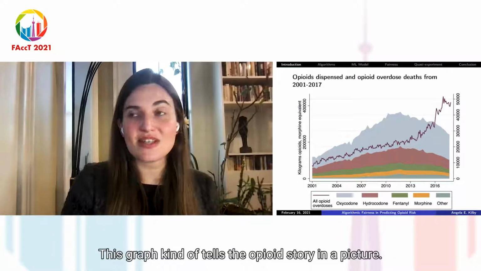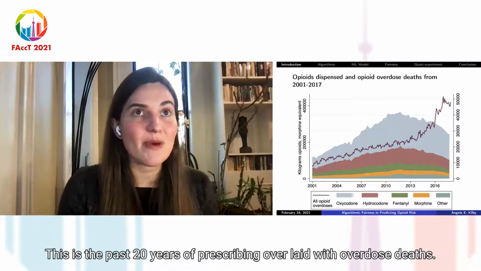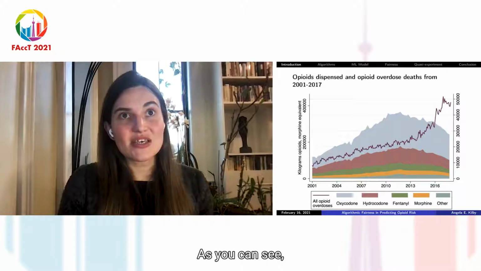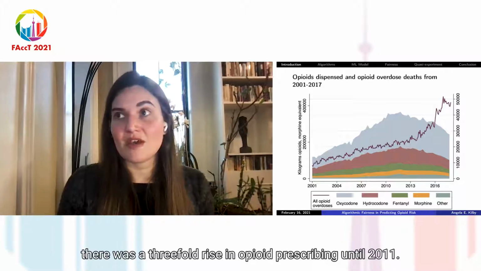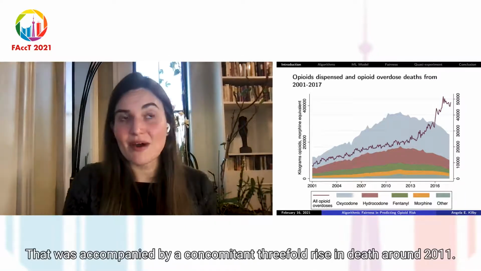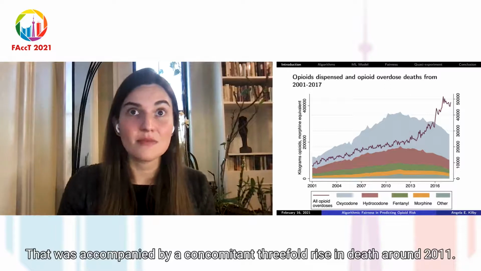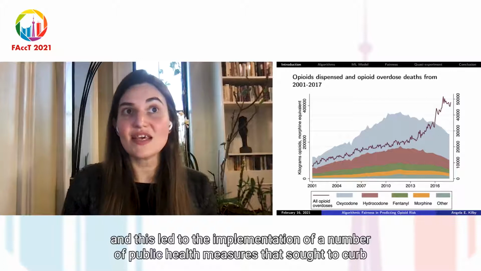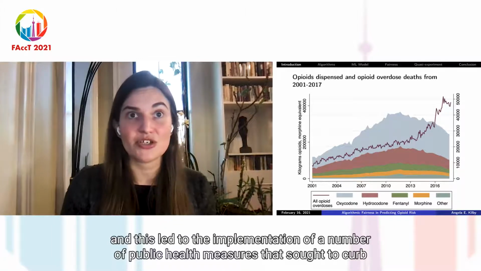This graph kind of tells the opioid story in a picture. This is the past 20 years of prescribing overlaid with overdose deaths. As you can see, there was a threefold rise in opioid prescribing until 2011 that was accompanied by a concomitant threefold rise in death. Around 2011, alarm began to spread, and this led to the implementation of a number of public health measures that sought to curb opioid prescribing.